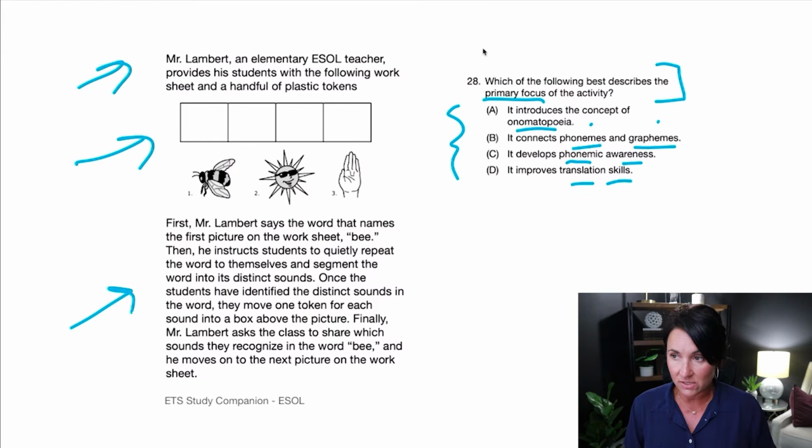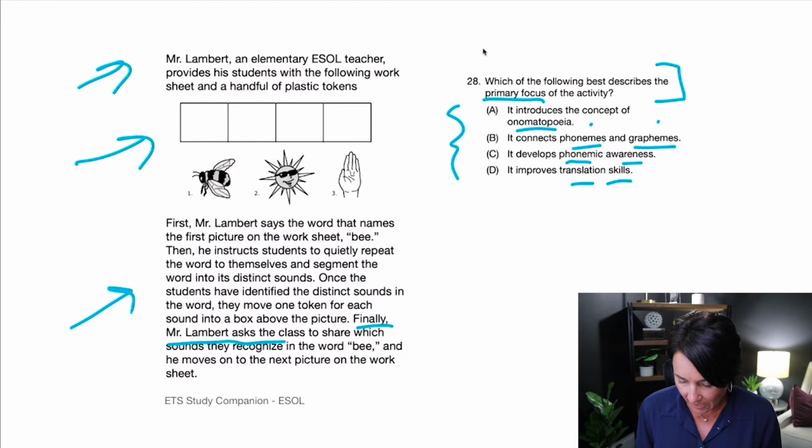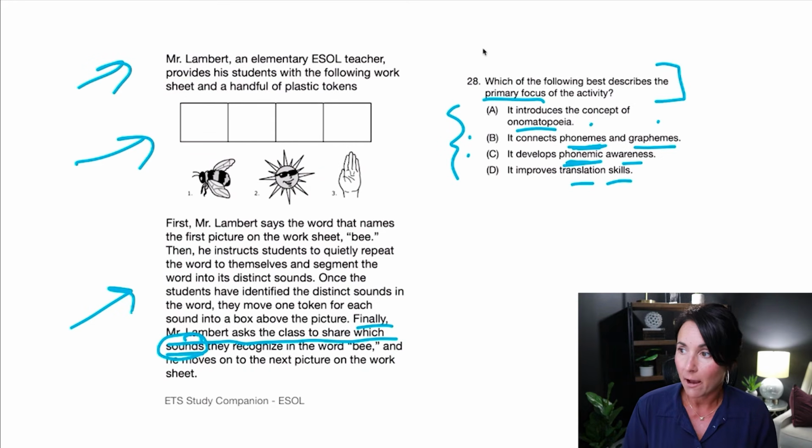All right, so we've got this situation here. Let's go to the bottom part of this. Finally, Mr. Lambert asked the class to share which sounds they recognize in the word be, and he moves on to the next picture on the worksheet. So we have sounds here. So I'm looking at phonemes and phonemics. So B and C are in the running here.